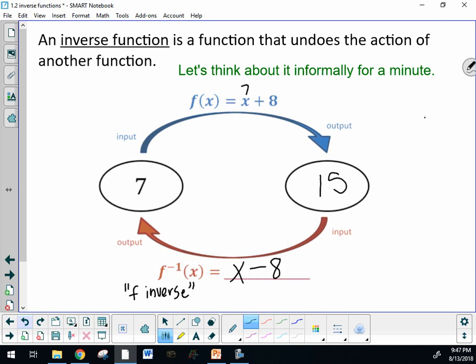Now the trick about inverses is that it shouldn't just work for one value, like say 7. It should work for any value. So let's try this out with another value. What if we input 11? Well, if I take that 11 and I add 8, I get 19. So the inverse should take 19 and get me back to 11. And you can see that does work. 19 minus 8 is 11.